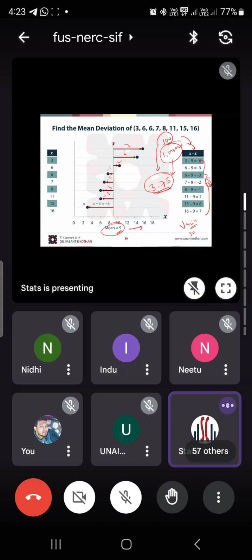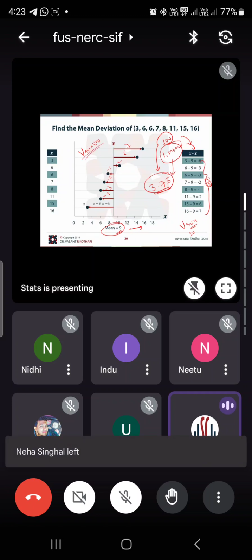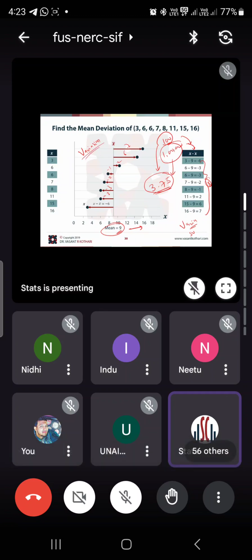On an average, your data is 3.75 away from the center. And that is the variation. How far you are from the center. And that's what we are trying to find out here.